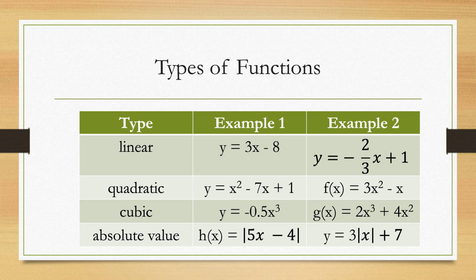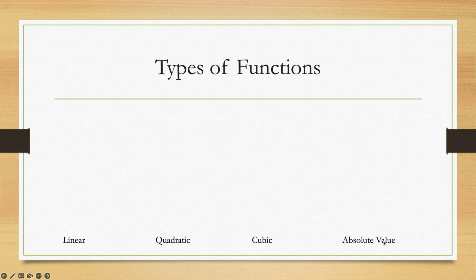Absolute value symbols are these bars. So h of x equals the absolute value of 5x minus 4, or 3 times the absolute value of x plus 7. So those are function rule examples, but graphs are also there.